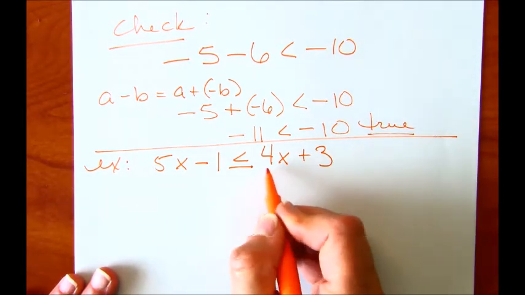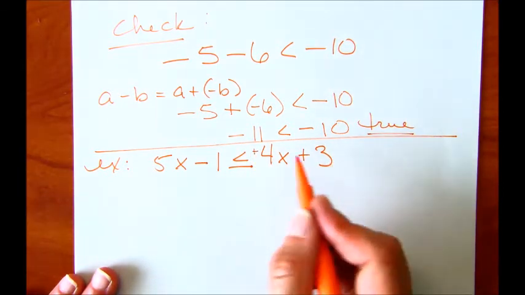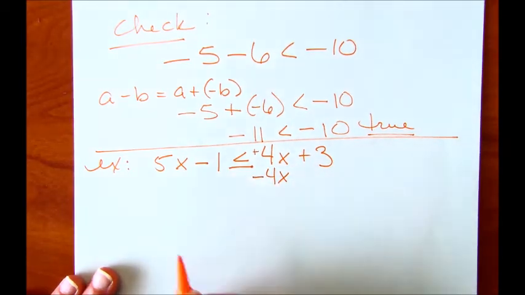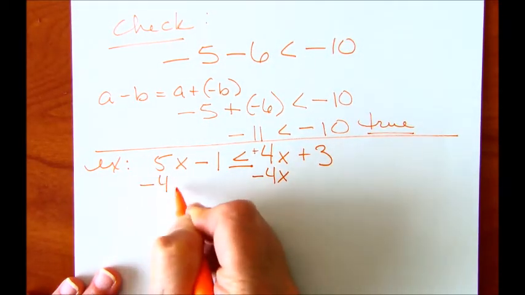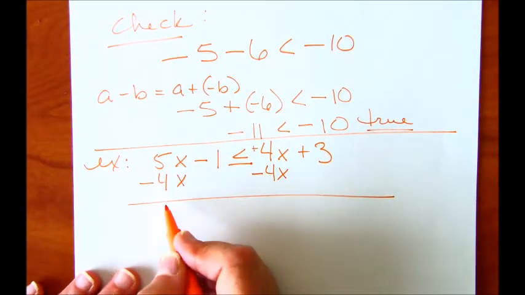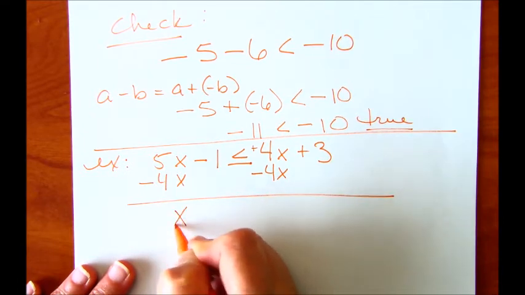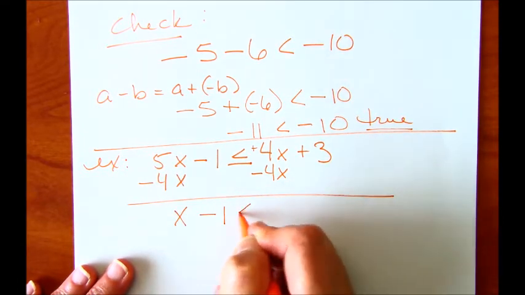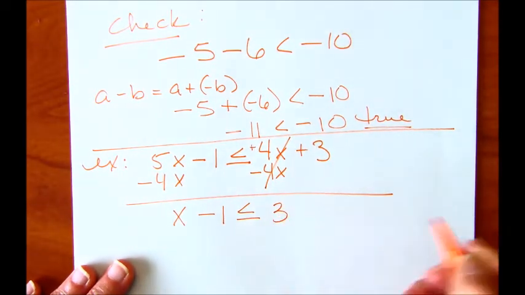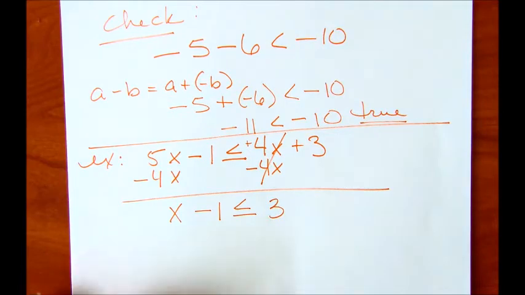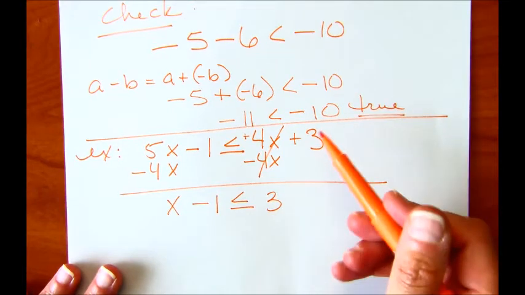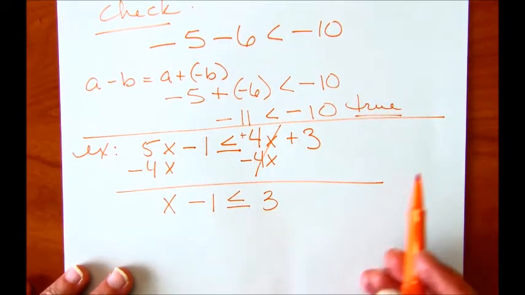So we're going to subtract, because this is a positive 4x. We're going to add the negative. Okay, so 4x, and we're going to do the same over here. And that's going to leave us 5 take away 4, that's 1. 1x is the same thing as x, minus 1, less than or equal to, this cancels, and we're left with a +3. Okay? This happens to be a multi-step inequality, because now we still have to move things around.